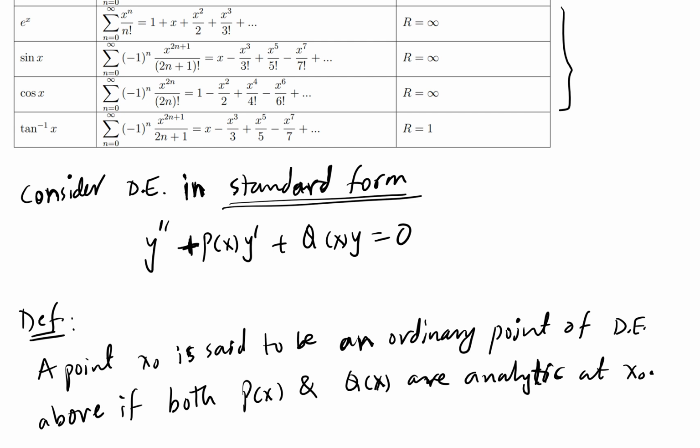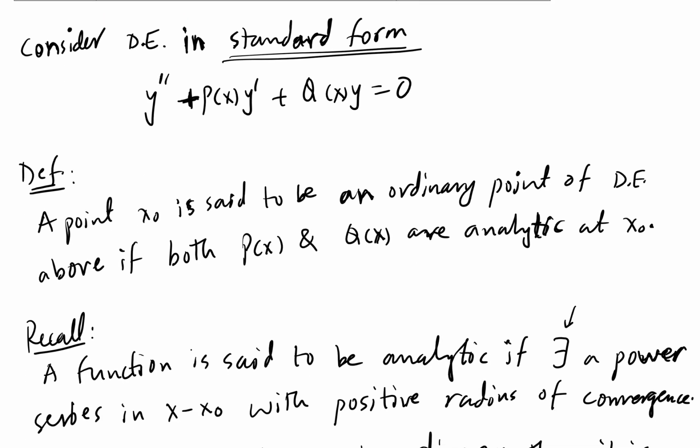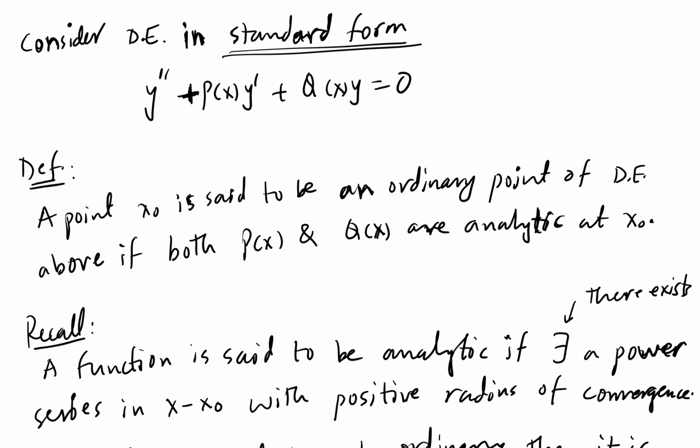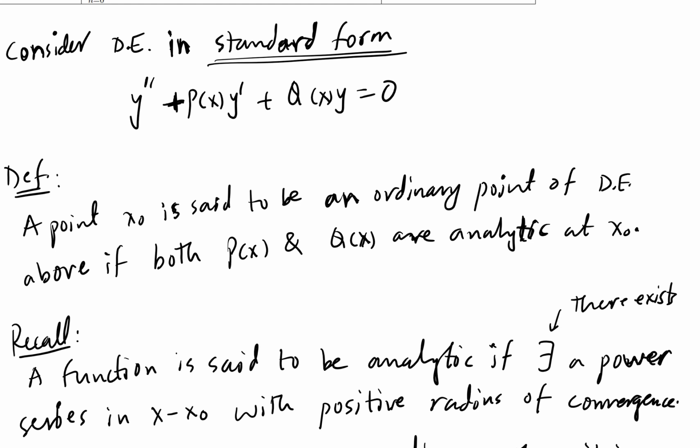or q of x or both are said, so a function in general is said to be analytic if there exists a power series in x minus x0 with positive radius of convergence. It's not easy to come up with a function that is not analytic, but there exist functions out there that are not analytic. In this course, we don't focus a lot on non-analytic functions. You will see it again in complex numbers.